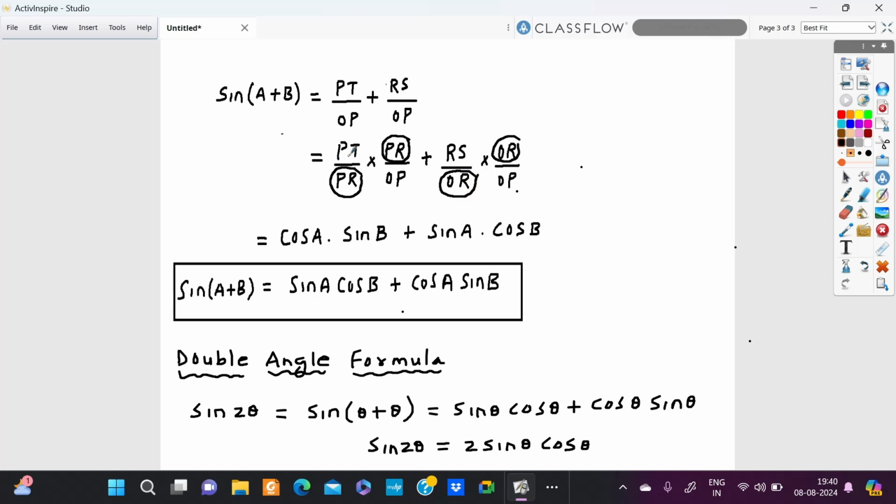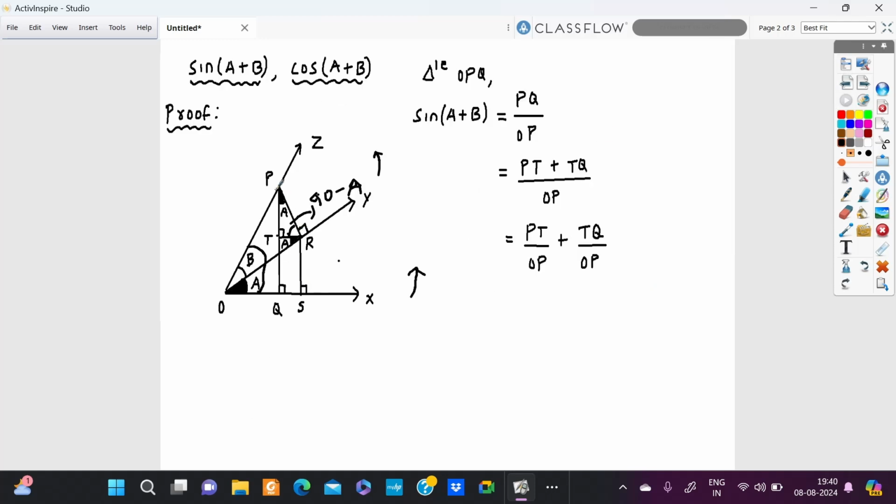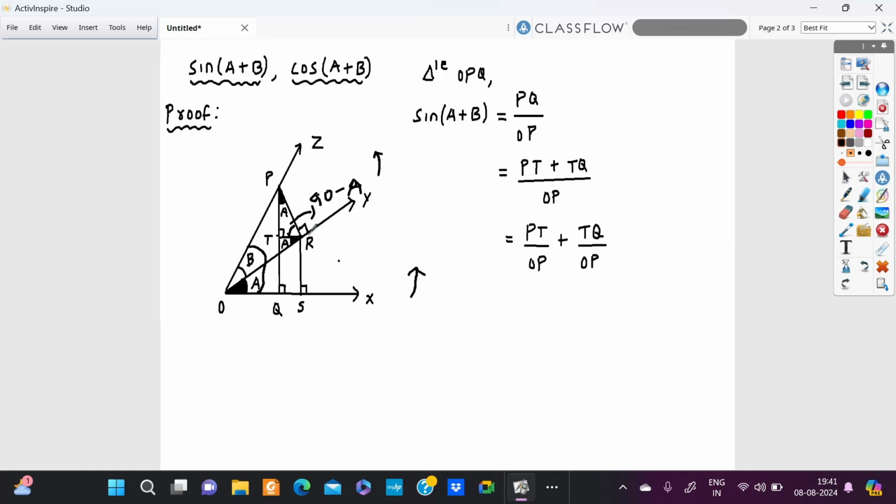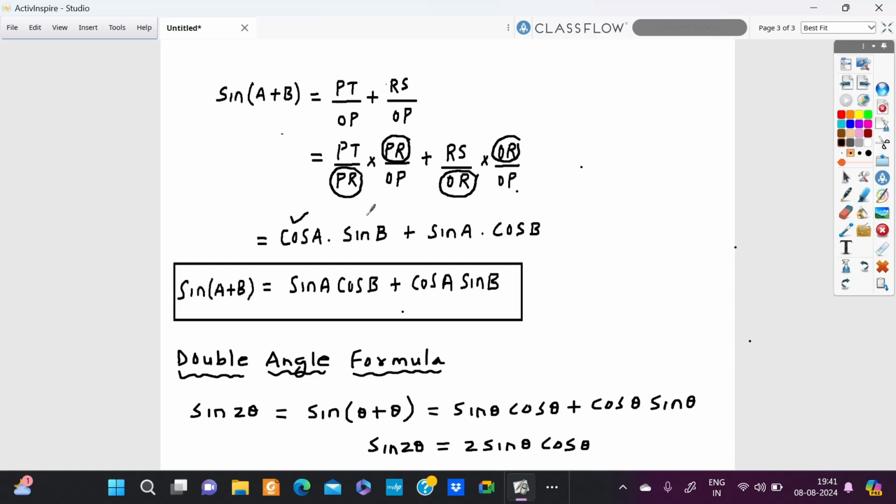Now, if you see this ratio, PT over PR, PT is here and PR is here. For the given angle A, this is adjacent over hypotenuse. That is the reason I wrote just cos A. Next ratio, PR over OP. For the given angle B, PR is opposite and OP is hypotenuse. So therefore it is sin B. Opposite over hypotenuse is sin B.